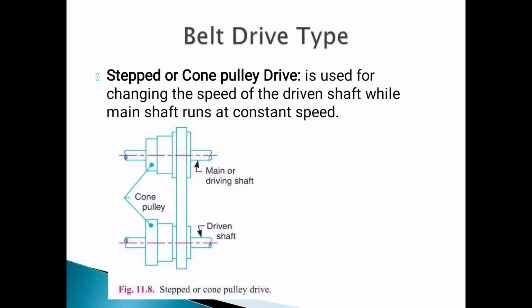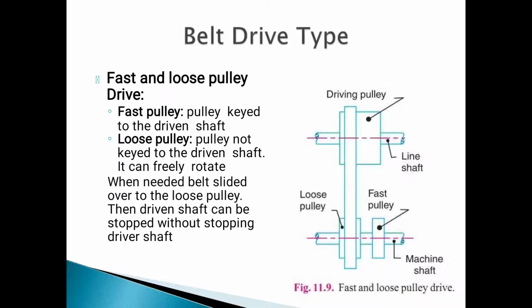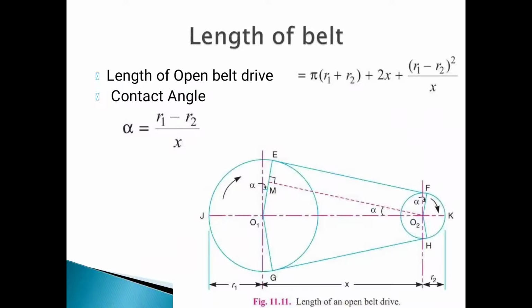Belt drive type: stepped cone pulley drive is used for changing the speed of the driven shaft while the main shaft runs at a constant speed. Fast and loose pulley drive: the fast pulley is keyed to the driven shaft; the loose pulley is not keyed to the driven shaft. It can freely rotate when needed. The belt is shifted over to the loose pulley. The driven shaft can be stopped without stopping the drive shaft.